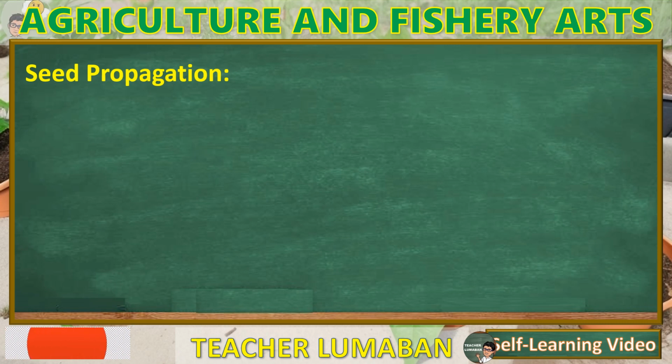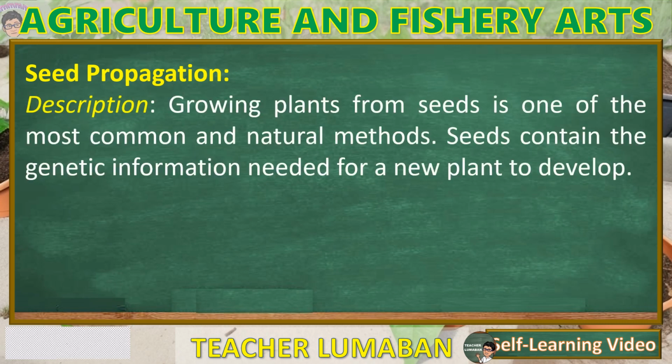Seed propagation. Description: growing plants from seeds is one of the most common and natural methods. Seeds contain the genetic information needed for a new plant to develop.